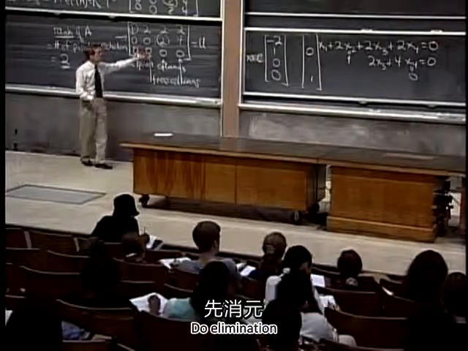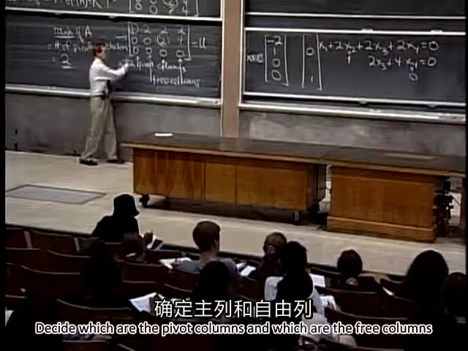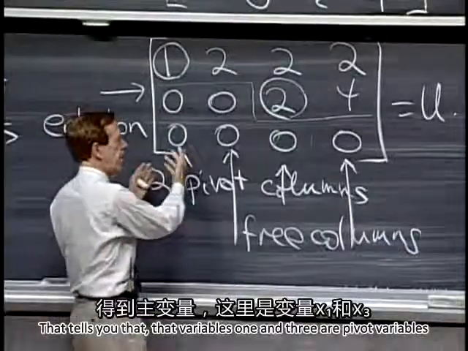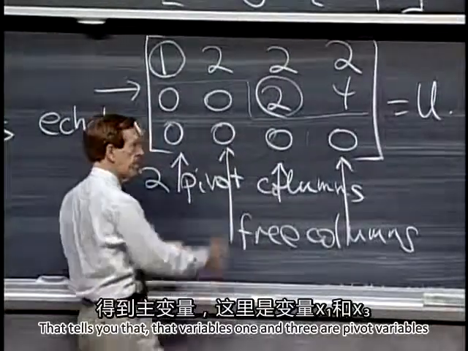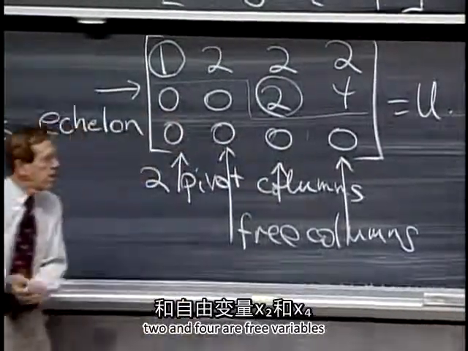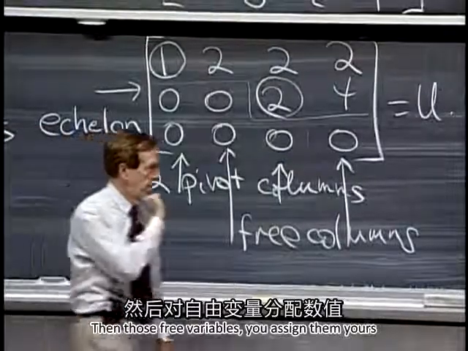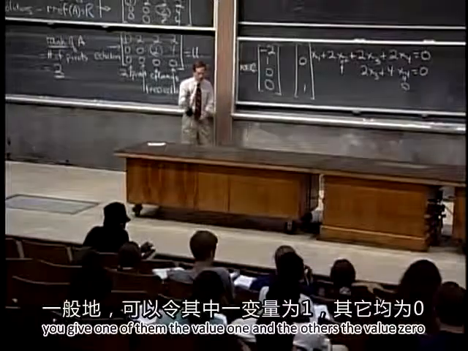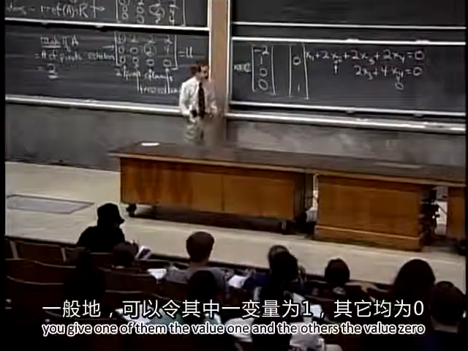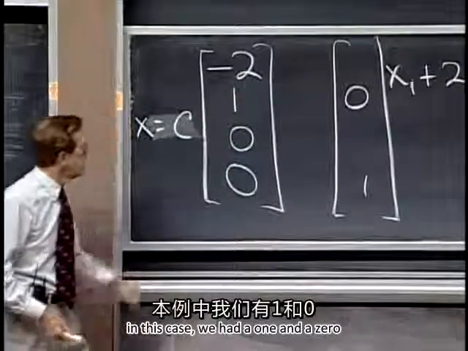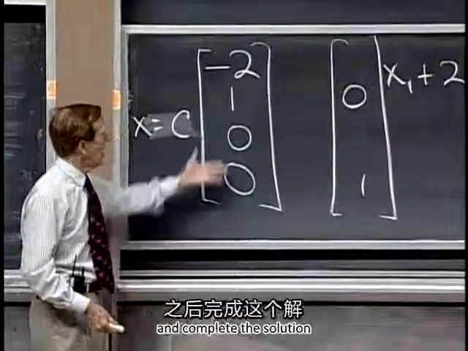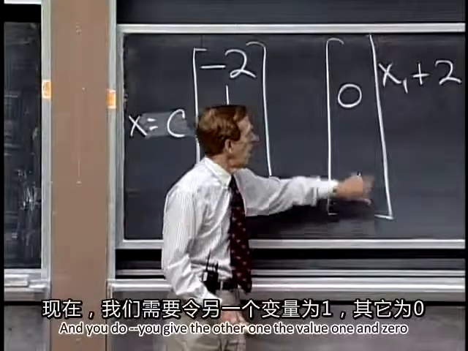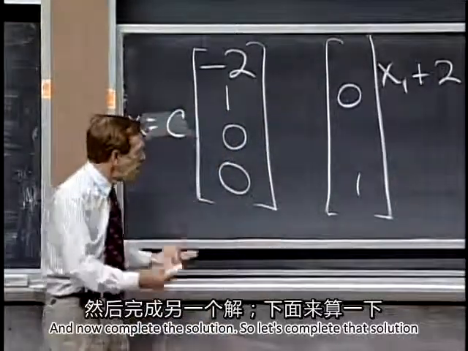Do elimination. Decide which are the pivot columns and which are the free columns. That tells you that variables 1 and 3 are pivot variables, 2 and 4 are free variables. Then you assign those free variables: you give one of them the value 1 and the others the value 0. In this case, we had a 1 and a 0, and complete the solution. And then you give the other one the value 1 and 0, and again complete the solution.